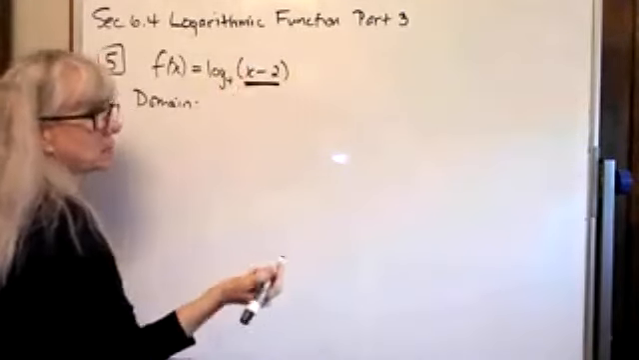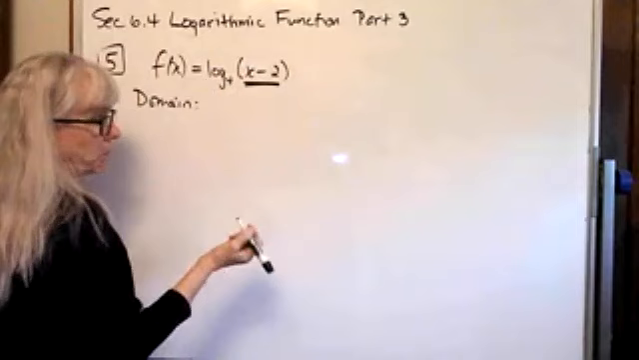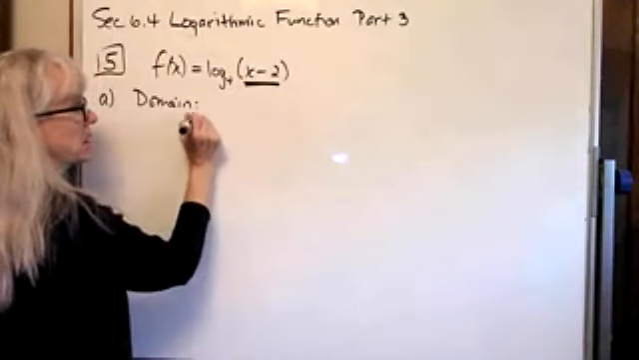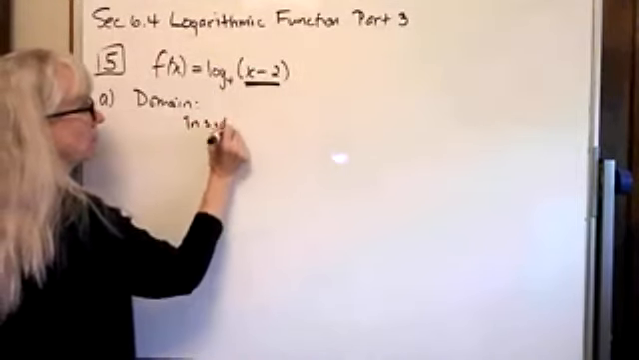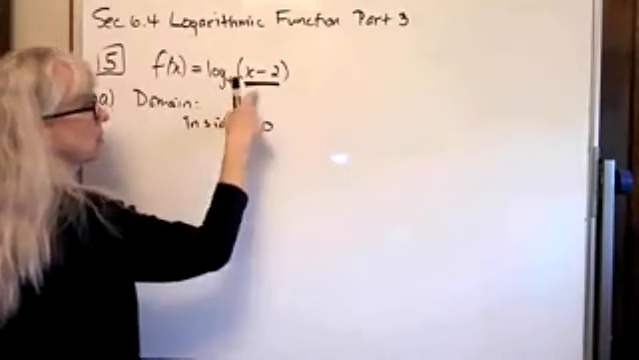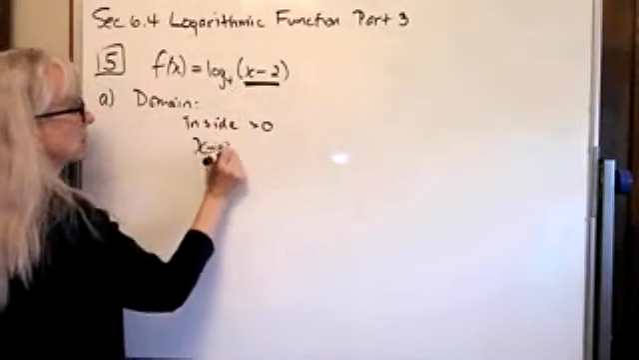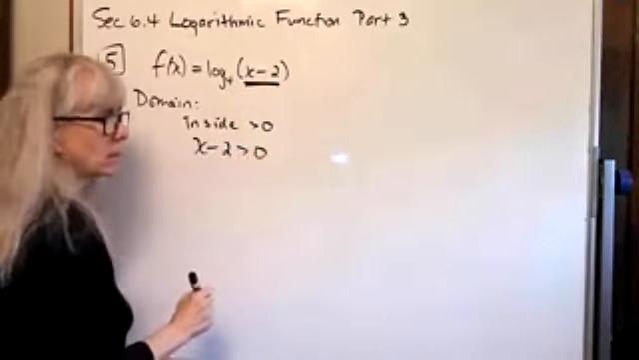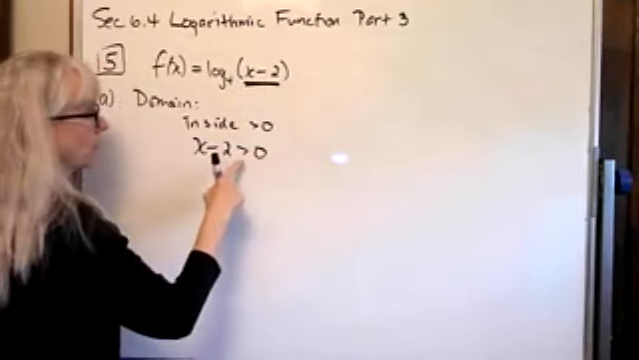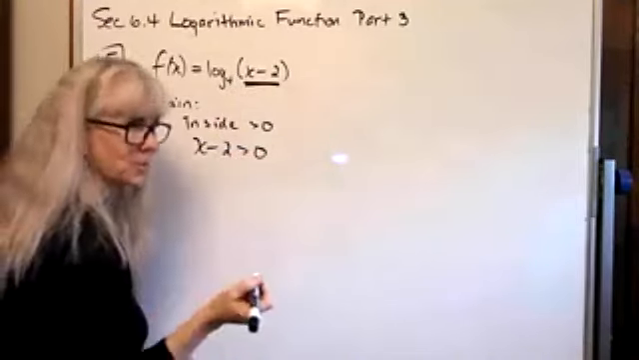I have to end up with a positive quantity. So we're going to take the inside and set it greater than 0. That would be the argument. So we're taking the argument and setting it greater than 0. Again, it can't equal 0. So we're going to set it greater than.